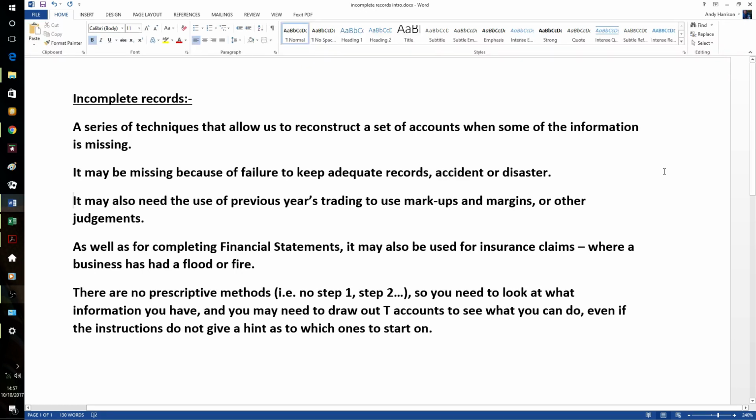It isn't a prescriptive method, it doesn't go step 1, step 2. We need to look at what information there is, sketch out a few T accounts and see what we can do with them. The instructions might not actually say draw out this account, but we just have to draw out what we seem to be able to complete or partly complete.